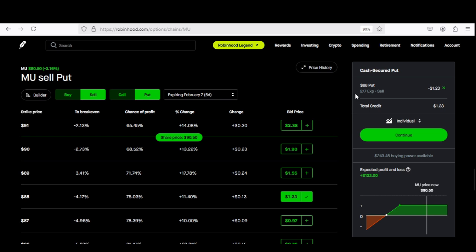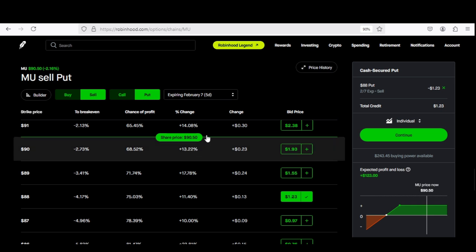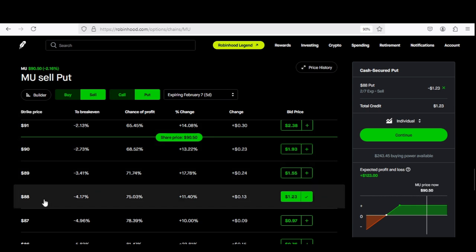So another word is going to be cash secured put. With a cash secured put, what you're essentially saying is that you don't mind owning whatever stock it is at whatever strike price you chose. So strike price is of extreme relevance.